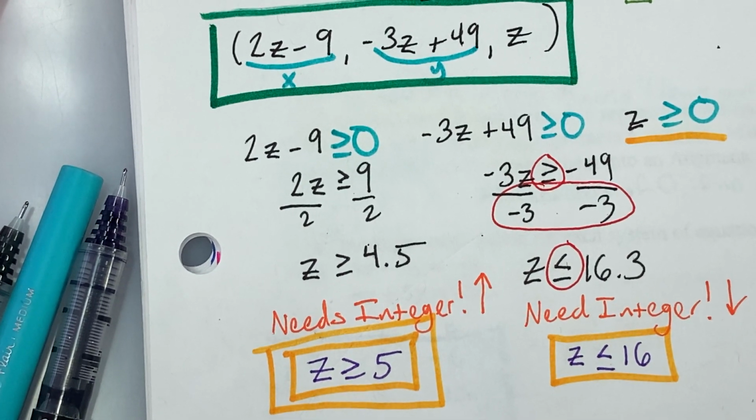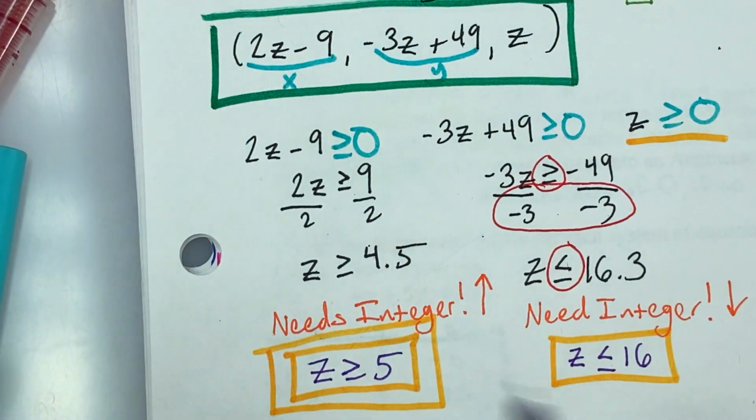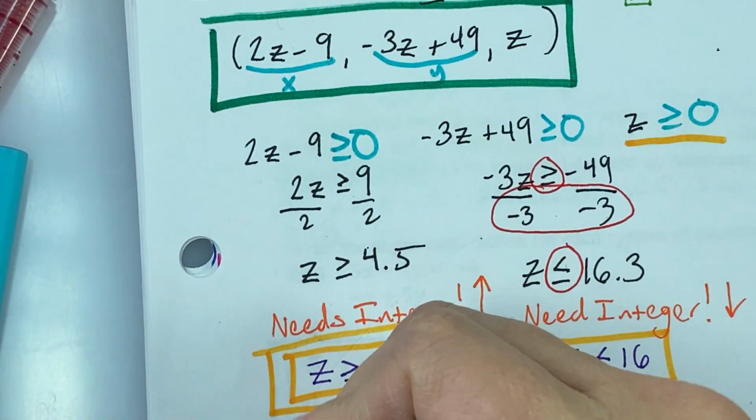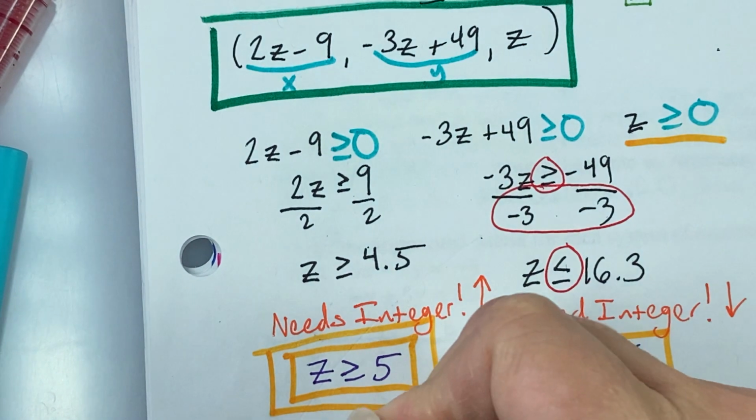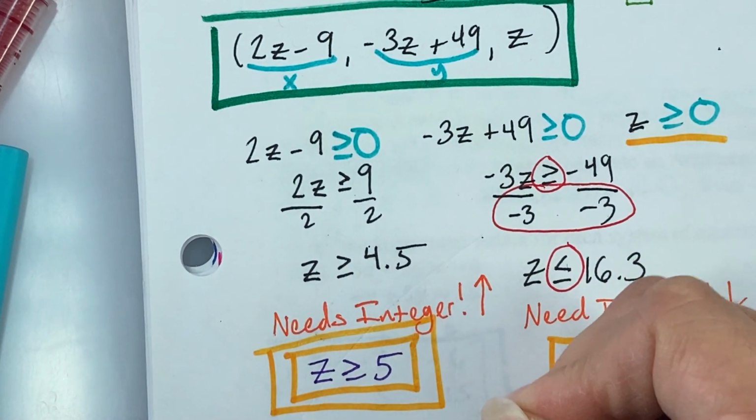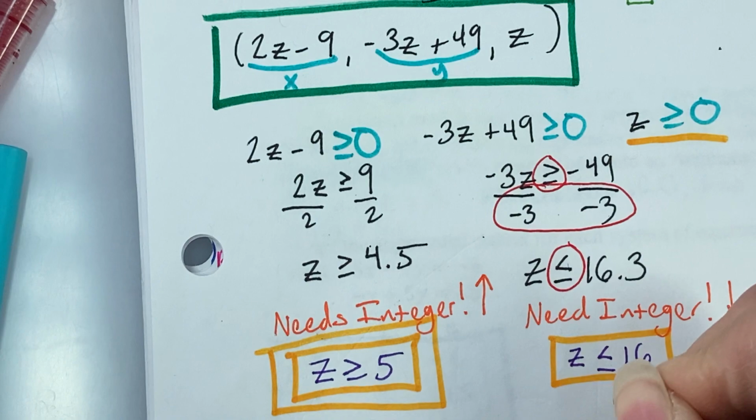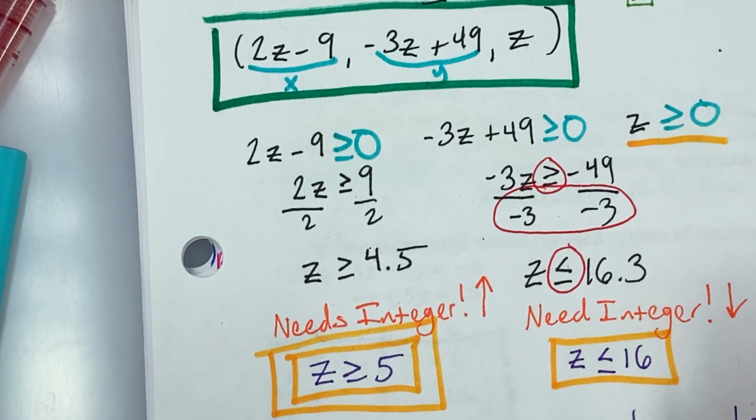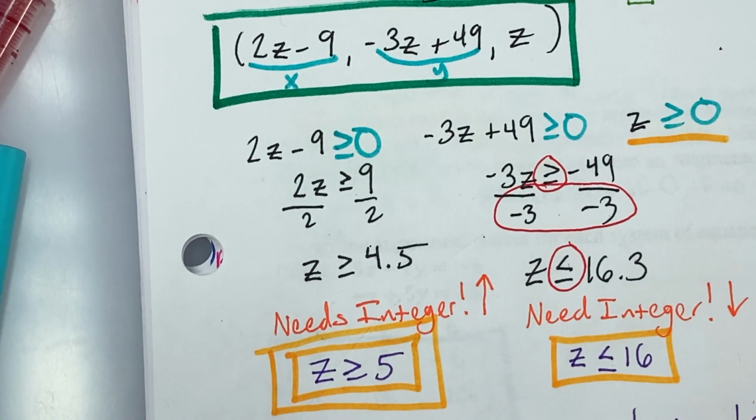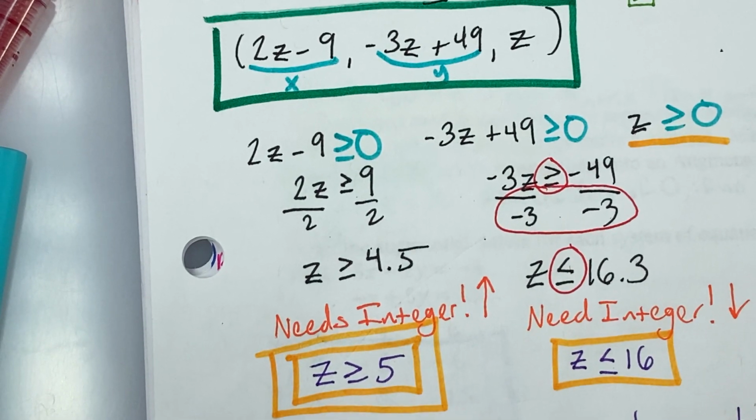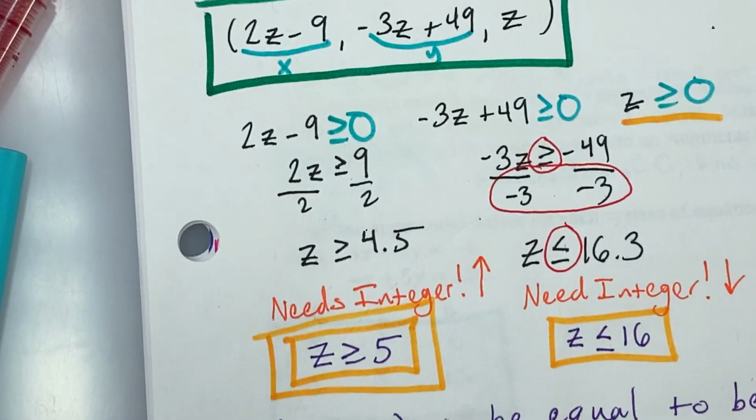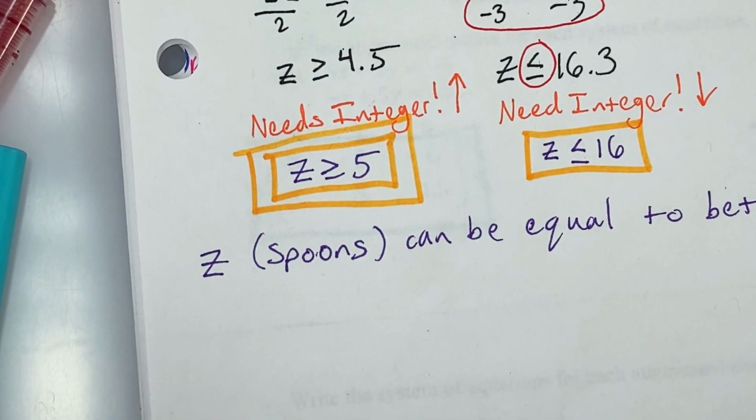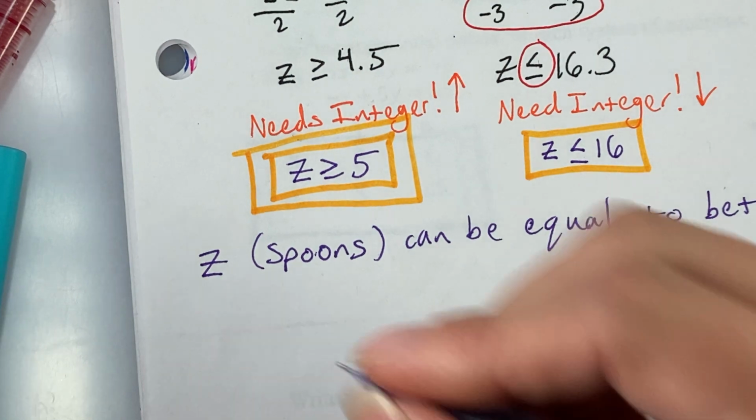So now we know that the number of spoons, which is our Z, can be equal to between 5 and 16. So this isn't an infinite amount of combinations. There's still a lot of them, but with these restrictions, we can limit it to a few.